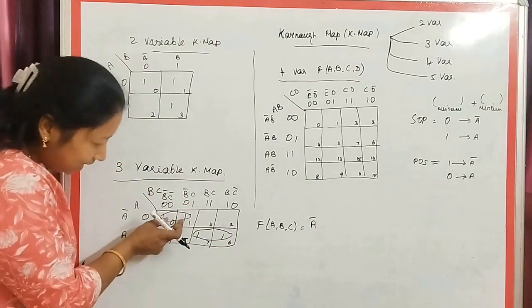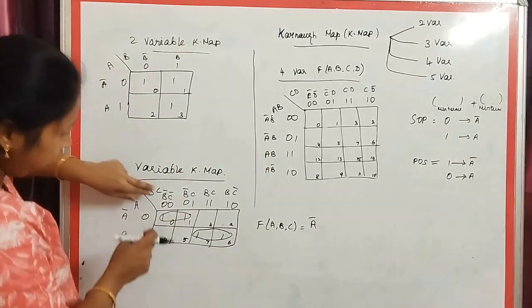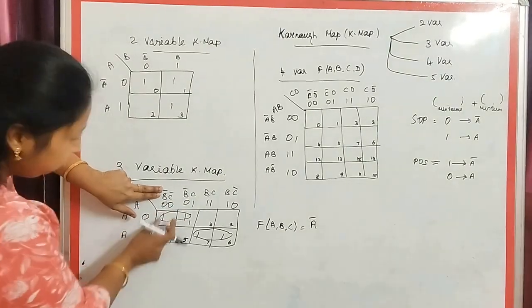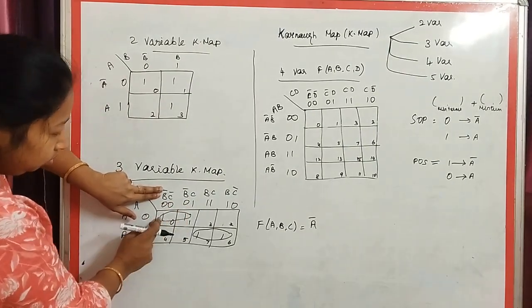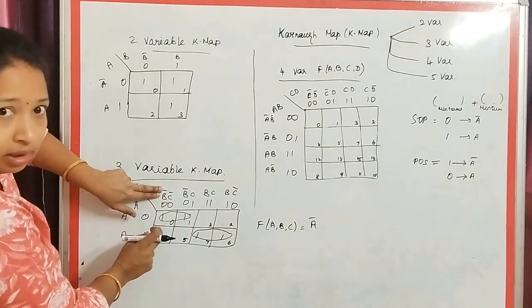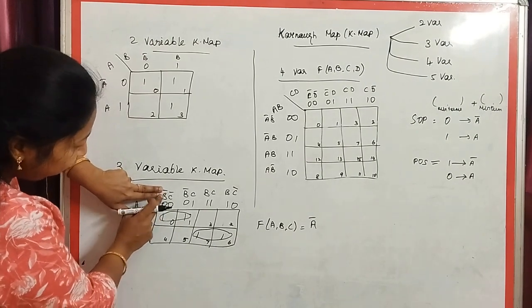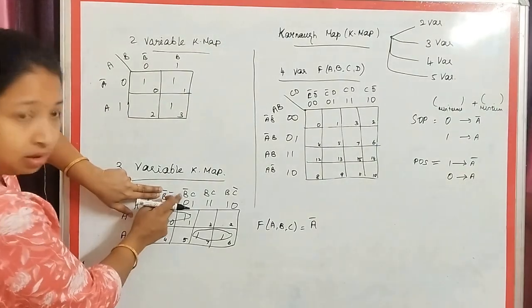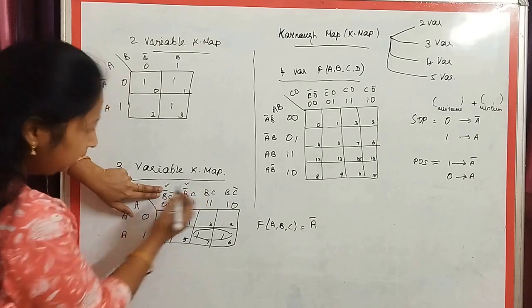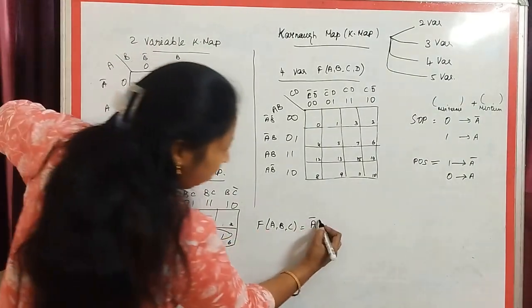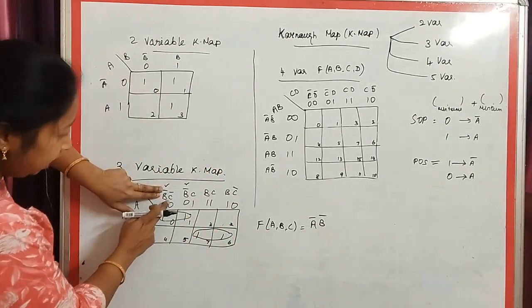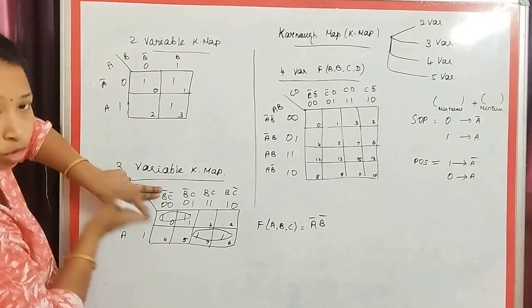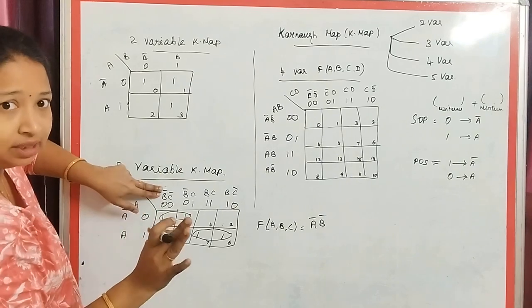For the same bubble, check on the horizontal as well. Here, compare B bar C bar and B bar C, because these two terms correspond to the two cells inside the bubble. Check for the first term. Here it is B bar, here again it is B bar, meaning B bar is common in both places. So let me write B bar. Check for the second term. Here it is C bar and here it is C. Both are differing. C and C bar are not the same.